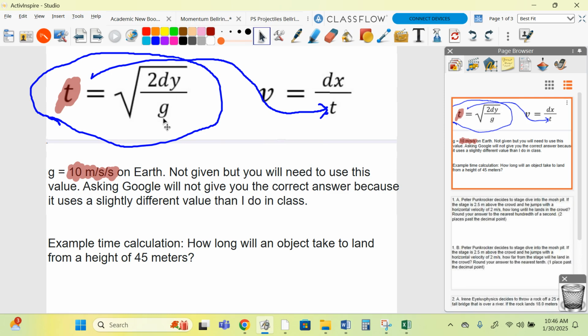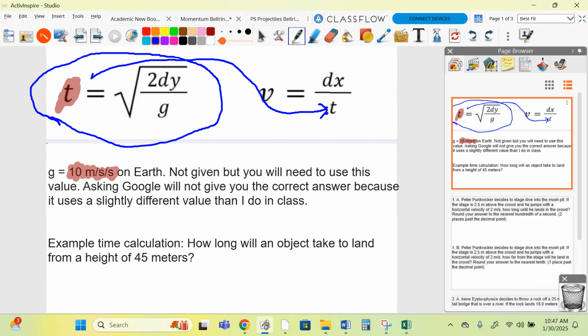You will not have that many problems to do in each problem set, but please make sure you're using g is 10. Google will use 9.8 as an accepted value for the acceleration of gravity. When we're going through an example calculation, please type this in your calculator to make sure that you're getting the same value, because it really depends on what calculator you're using as to how you enter this.